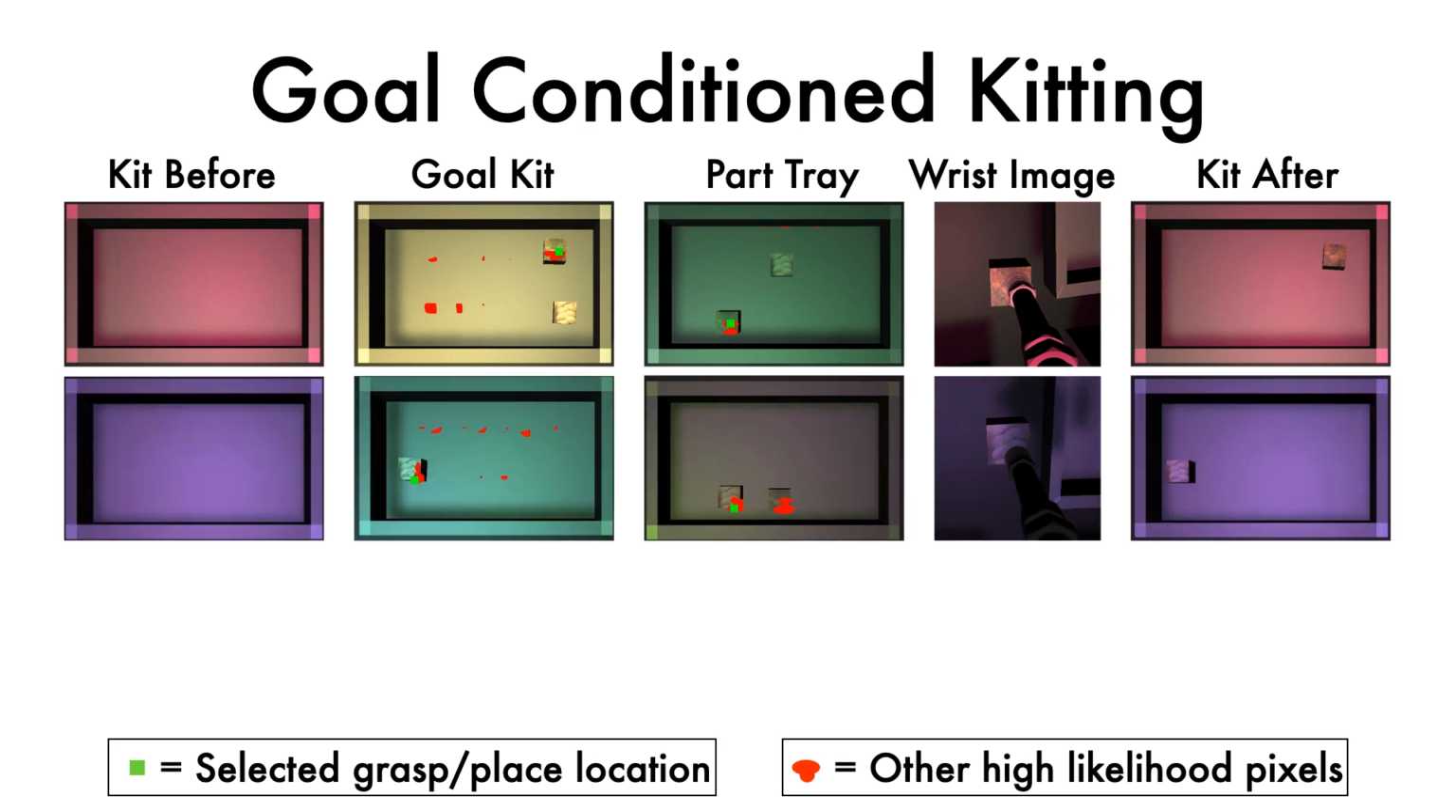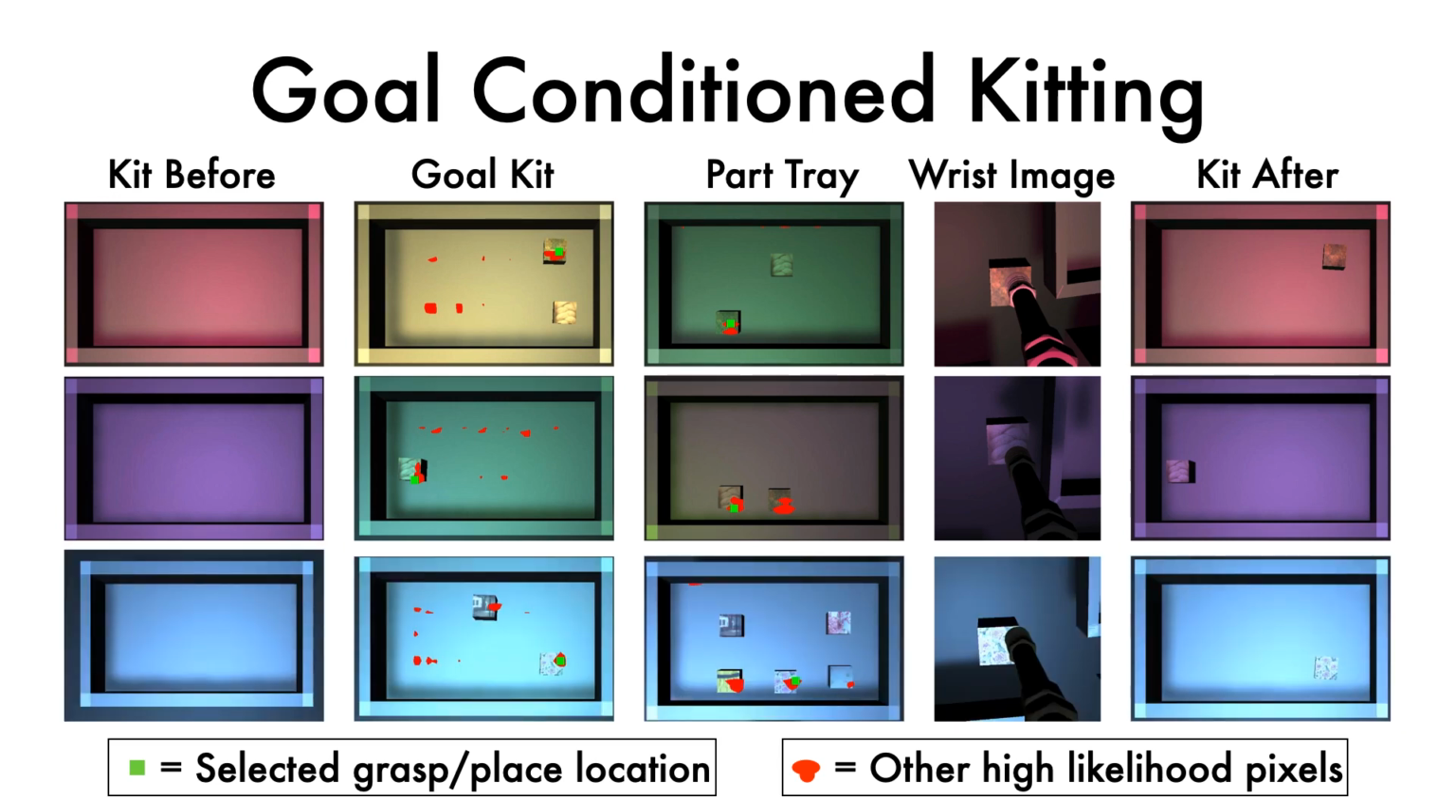As another example, again, the same ordering of images. And you might notice that the bins are all different colors. This is part of our lighting variation that we have both during training and evaluation, and we show that our method is pretty robust to this extreme difference in lighting. Finally, we have a last example where there is a much larger number of objects in the part tray.